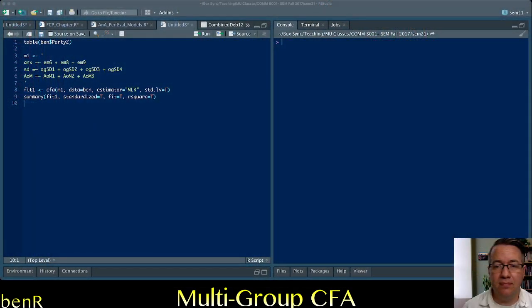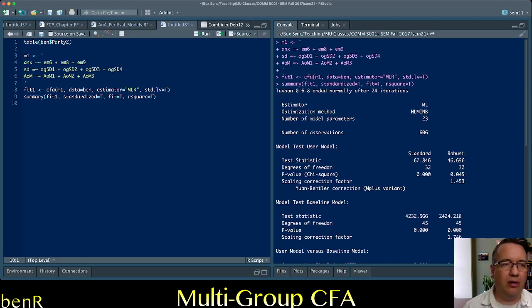Hi everyone, I'm Ben, and in this video, I'm going to show you how to test measurement invariance for a multiple group confirmatory factor analysis. So, this is our basic CFA, single group, standard model.